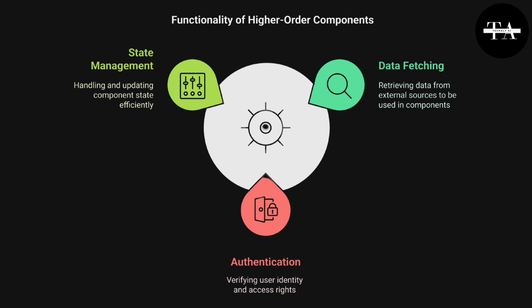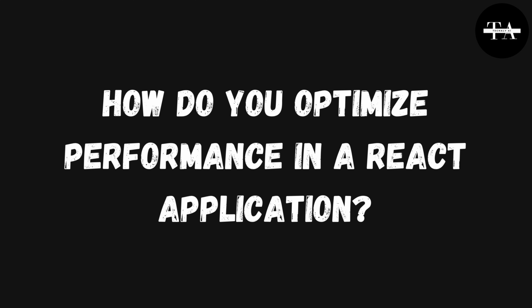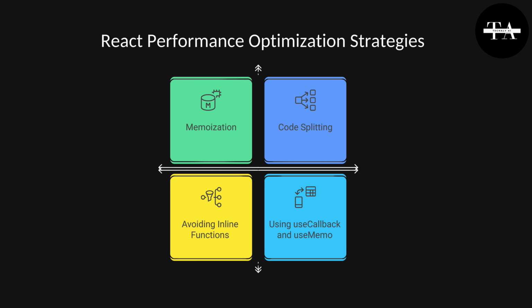How do you optimize performance in a React application? Performance optimization in a React application can be achieved through several strategies. Using the virtual DOM. React's reconciliation process minimizes direct DOM manipulations. Memoization. Using React.memo for functional components and PureComponent for class components to prevent unnecessary re-renders.